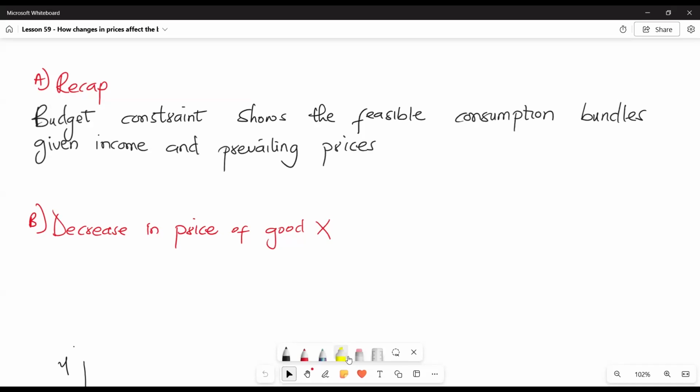Hi, welcome back. Our previous lesson was on how changes in income affect the budget constraint. Today we'll be looking at how changes in prices affect the budget constraint. So let's recall that the budget constraint shows the feasible consumption bundles given income and prevailing prices.